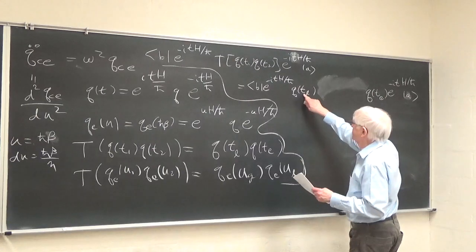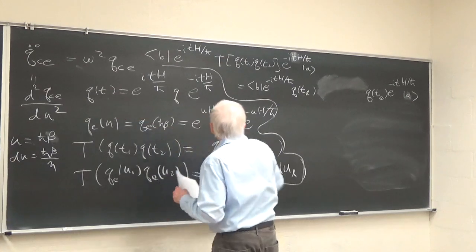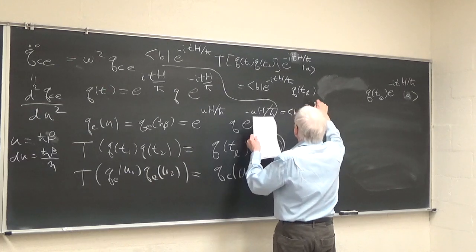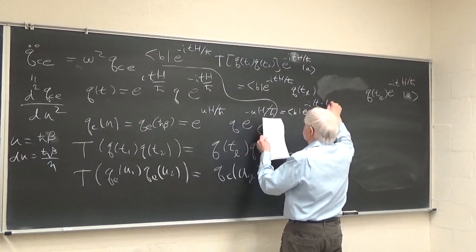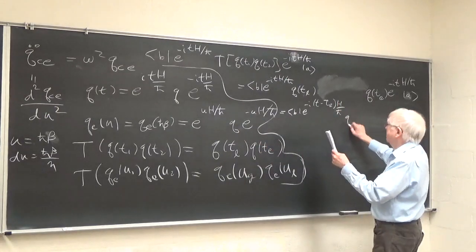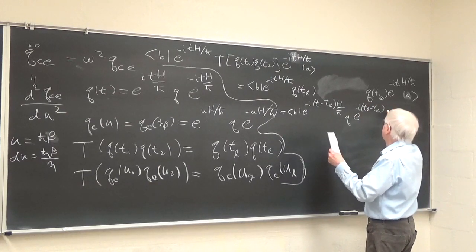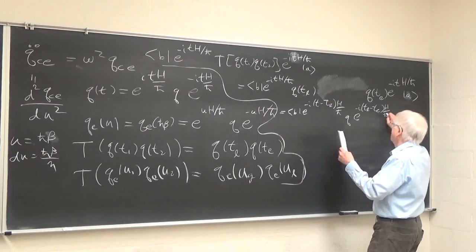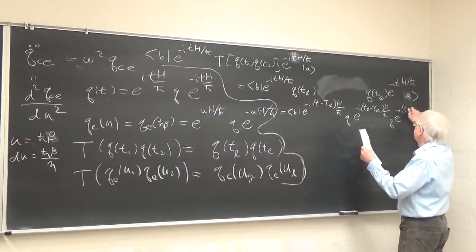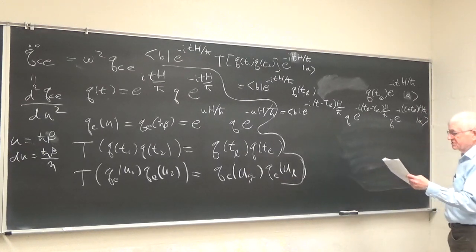But now, we use this formula for Q later and for Q earlier, and what we get is B, e to the minus I, T minus T later, H over H bar, Q, e to the minus I, T later minus T earlier, H over H bar, Q, e to the minus I, T plus T earlier, H over H bar, A. So that's the expression.